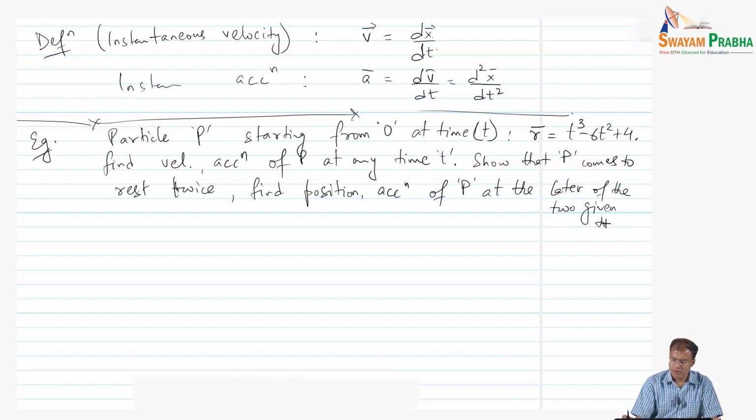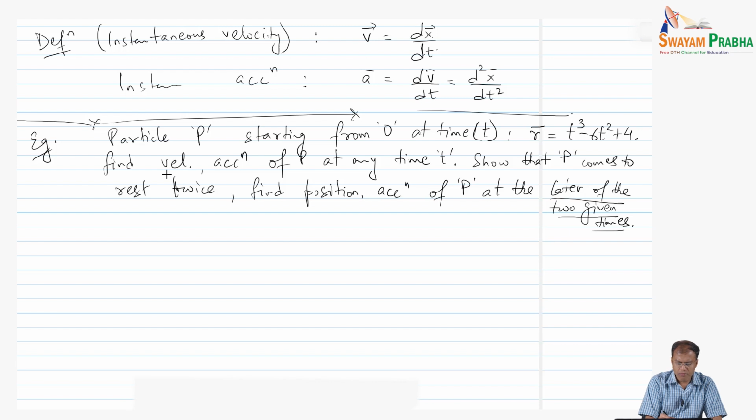Okay. Two given times. So the problem says you have to find the velocity and acceleration and show that the particle comes to rest at two times, namely that the velocity of the particle becomes 0 at two times, and for the two times that we find where the velocity is 0, we have to find the position and the acceleration of the particle at the later of the two times.